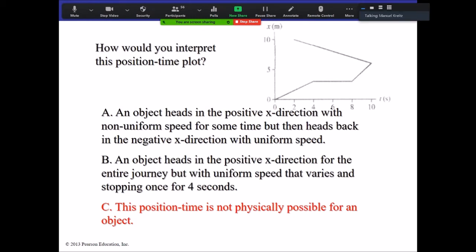And what does it mean by uniform speed? Like constant speed. It's another constant speed. Okay, constant speed. We use the word uniform more than I use the word constant. I don't know why.